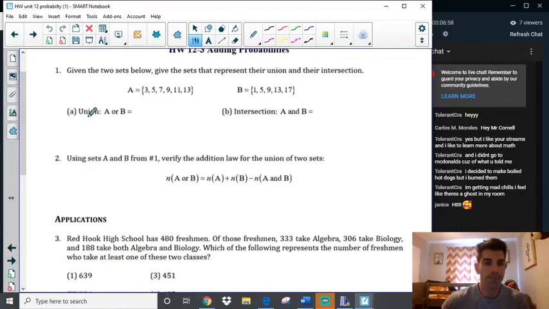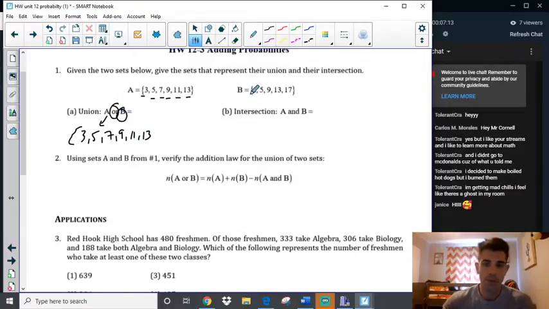So the first one, union, that's or. If you look at what's in A, it's 3, 5, 7, 9, 11, and 13.